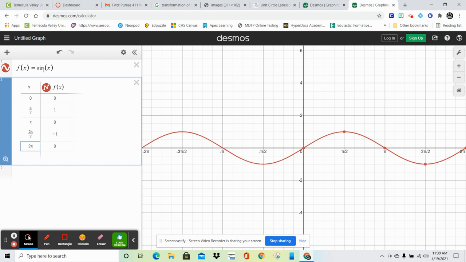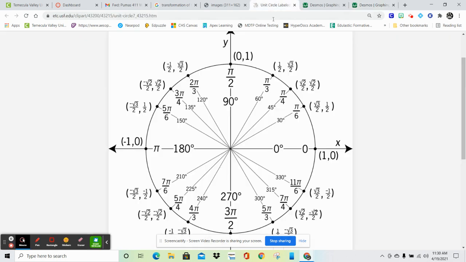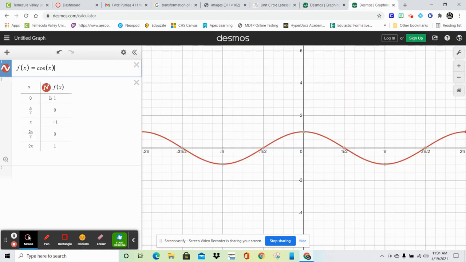So if I just change this to cosine x, what's that going to do? Well, at 0 now, the output is 1, right? So for cosine, it's the x value. So when you plug in 0 degrees or 0 radians, now your output is 1. You plug in pi halves, your output is 0. And so you can see here's my new table of values, taking the points from there. Okay, this is cosine. So what's the difference here? So let me just type in sine down here.